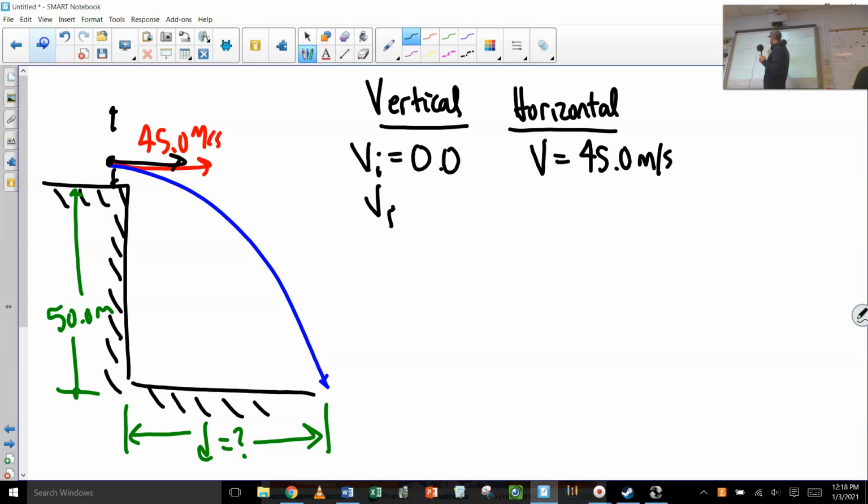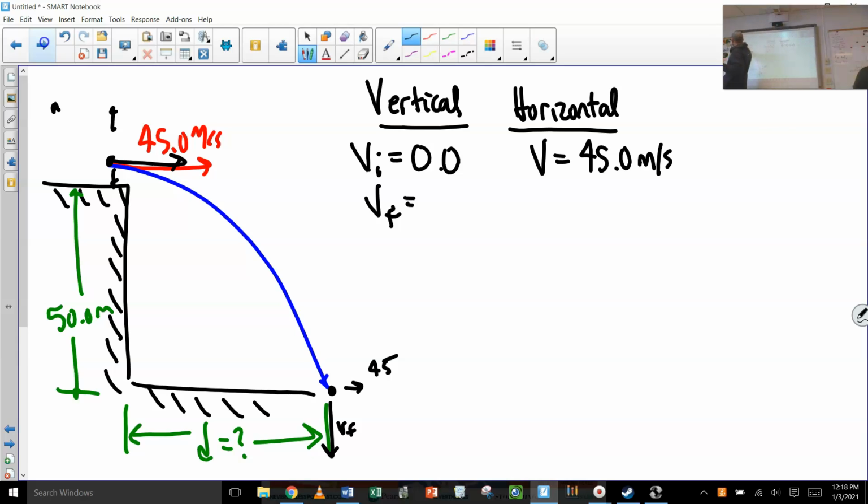People make a big mistake a lot of times in these problems and they say, oh, the final velocity is 0. No, that's not. When that thing hits the ground, it's actually moving pretty fast. When this thing hits the ground, it's moving down and it's moving forward. It's moving forward at 45 and it's moving down at some speed. When you solve this for a final velocity, that's what this is right here. That's the speed with which it hits the ground vertically. So you don't know the final velocity.